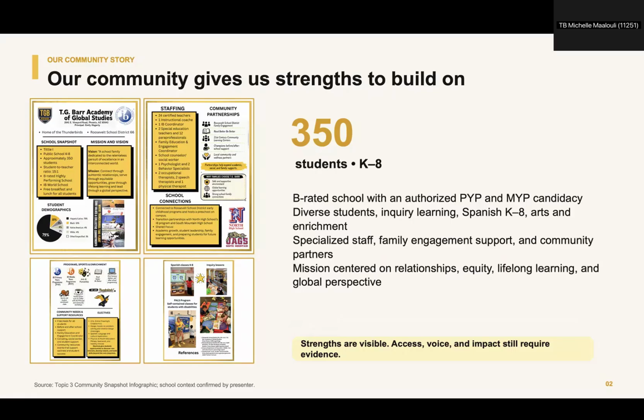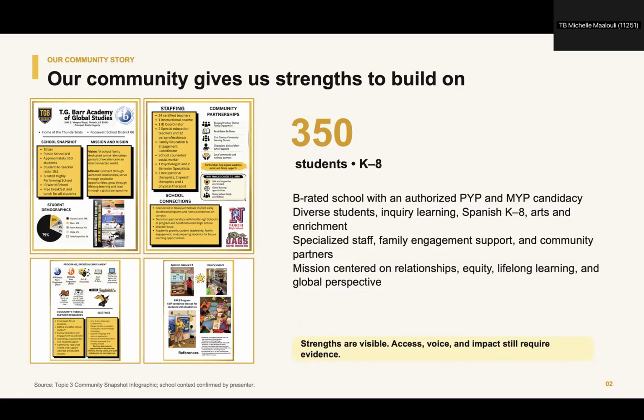One thing that stood out to me when I reviewed the community snapshot was how many strengths we already have. TG Bar is a B-rated K-8 school serving approximately 350 students. We are an authorized IB primary school program, and we are in a candidacy year for our MYP. Our students experience inquiry-based learning, Spanish instruction, arts, design, physical education, athletics, and enrichment opportunities. We also have a strong network of specialized educators. Our demographics show a culturally diverse school community, with Hispanic and Latino students representing the largest student group.